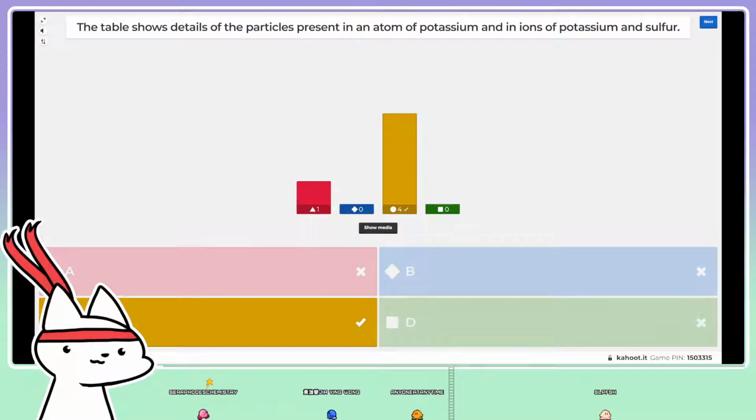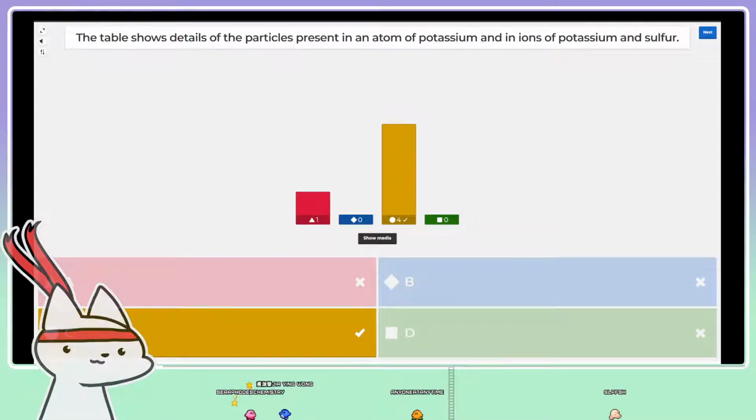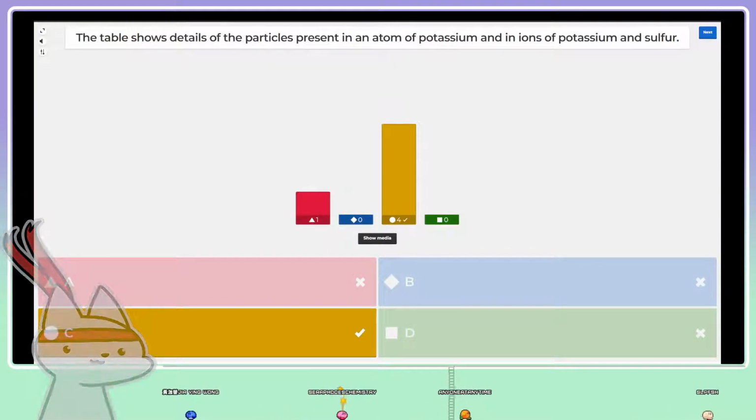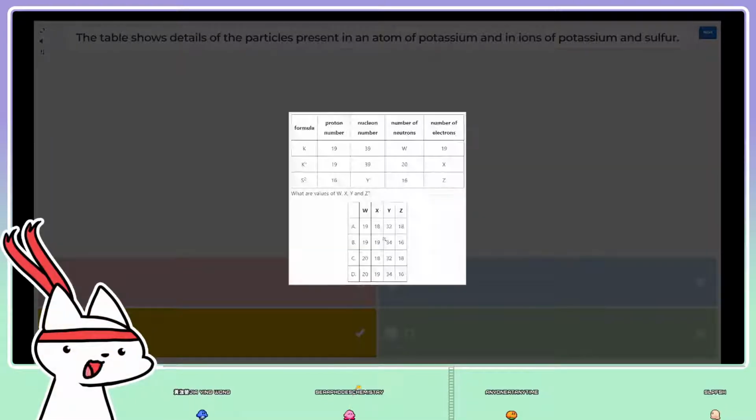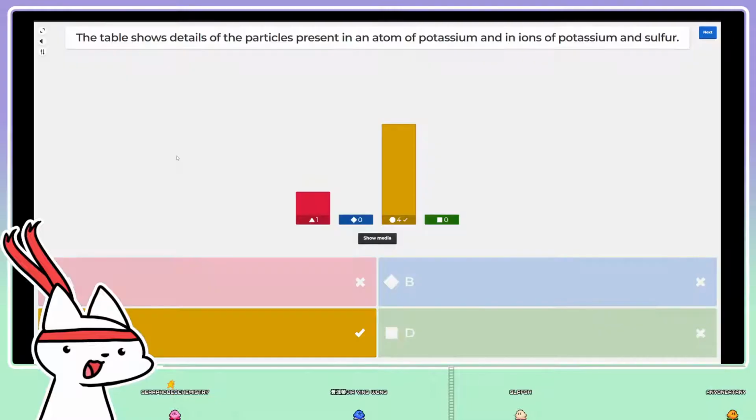Okay, so in this case, if you look at the thing as a whole, what happened is that you have potassium. If you look at the table, the potassium's proton number never changed, so it all stays as 19. When it comes to the number of neutrons, it will be number of nucleon minus proton number, so that's 20. So W should be 20, so it should be between C and D. And of course, for X, you lose one electron, so from 19 it becomes 18, so the answer will be C.